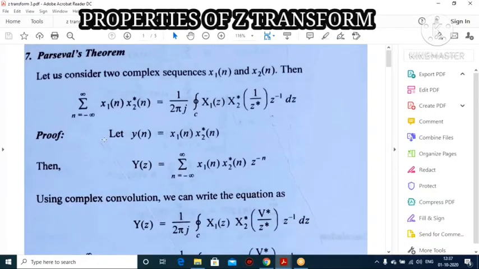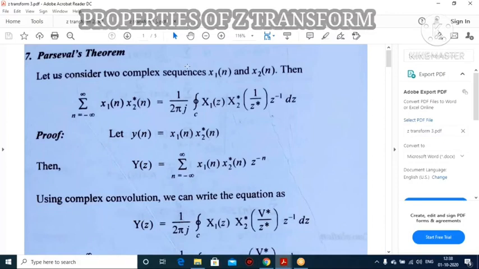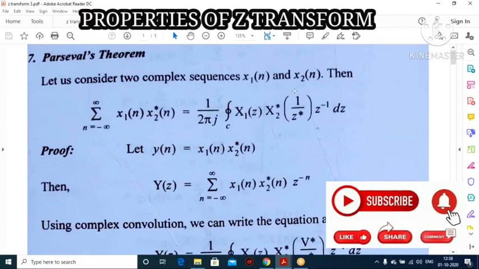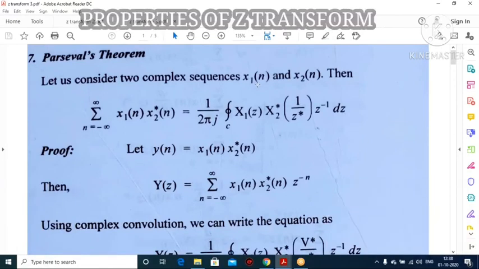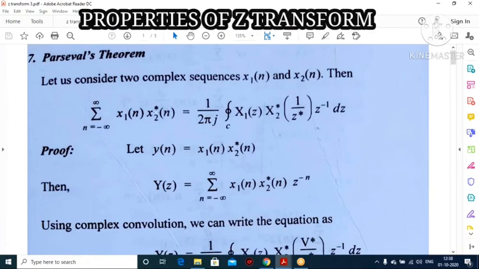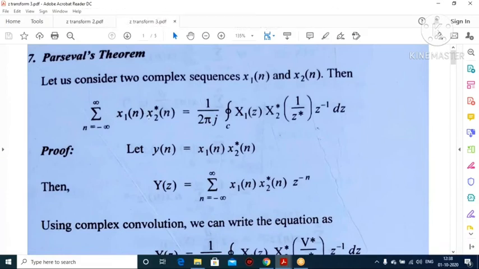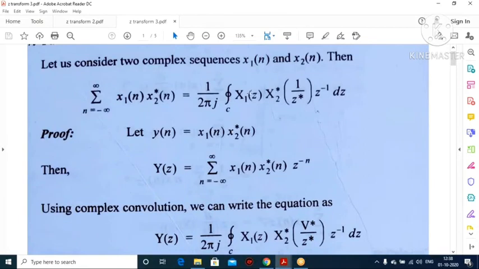Parseval's theorem for the Z transform. Let us consider two complex sequences, x1 of n and x2 of n. Then summation n equal to minus infinity to infinity of x1 of n into x2 star of n, where the other one is complex, which is equal to 1 by 2 pi j contour integral of X1 of z into X2 star of 1 by z star, into z inverse dz. With respect to z, so I put here dz. So this is Parseval's theorem.